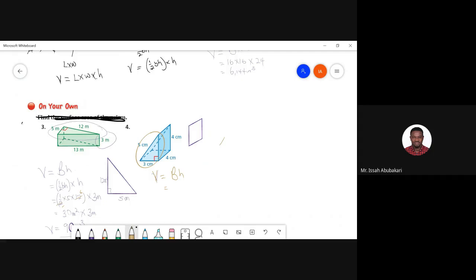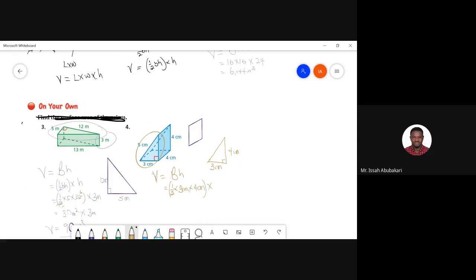Sketching this, you're going to get something like this. And then the base of this is 3 centimeters, and the height of this is 4 centimeters. Is that okay? So our base area is going to be half base. The base is 3 centimeters times height, which is 4 centimeters.